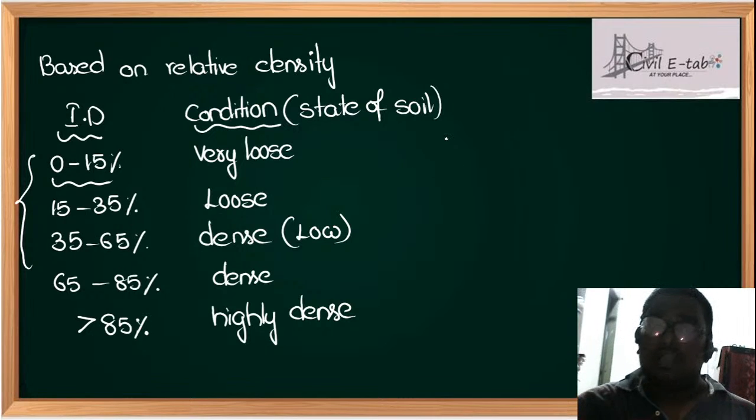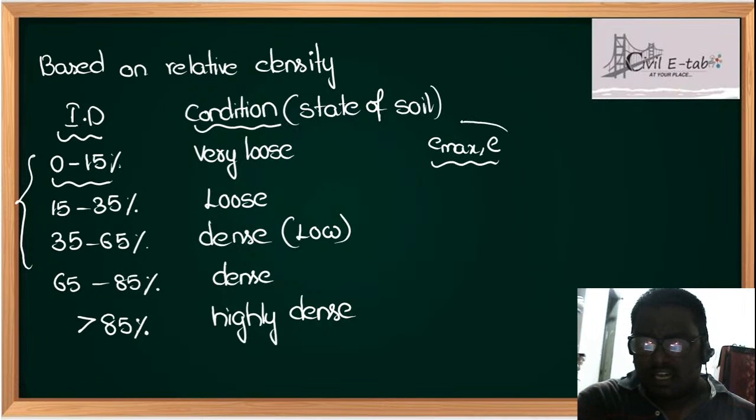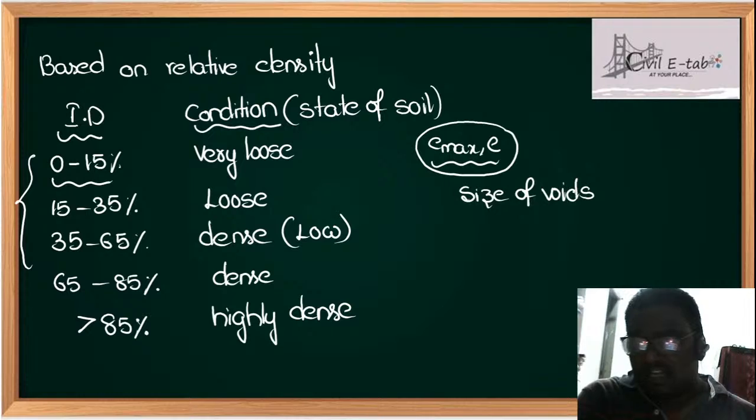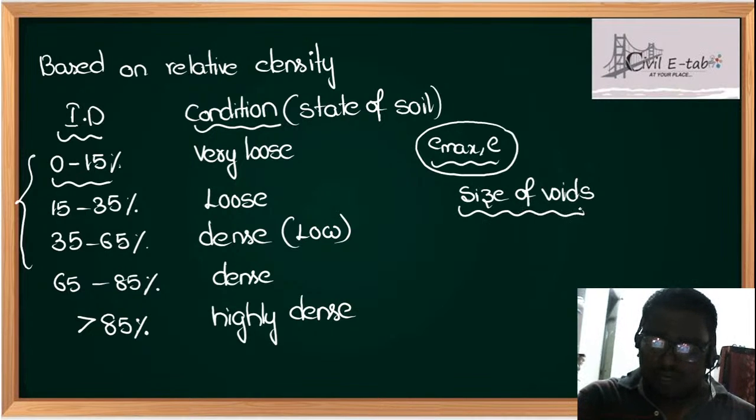Now you will ask me, sir, why is it not useful for fine grain, why is it useful for coarse grain? Remember, students, the simple formula, if you see Emax and E, all these things, here in relative density we are taking into consideration the size of the voids also, because void ratio will not talk about the size of the void. That is another important thing which I want to tell you.